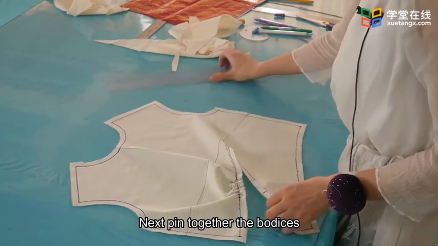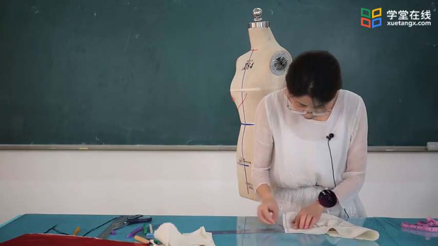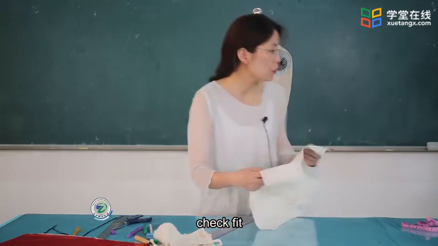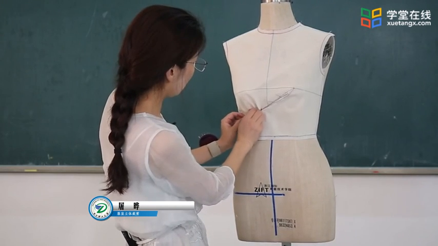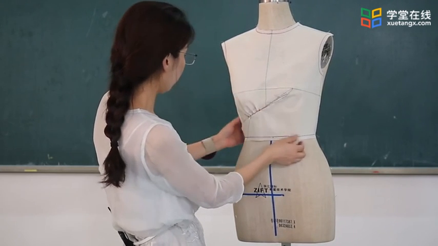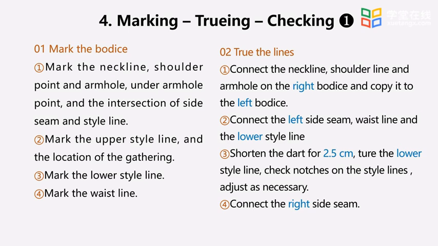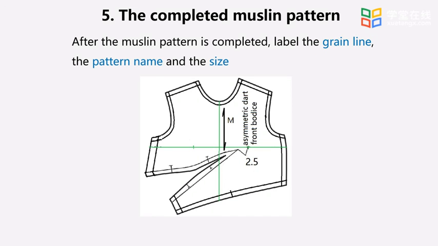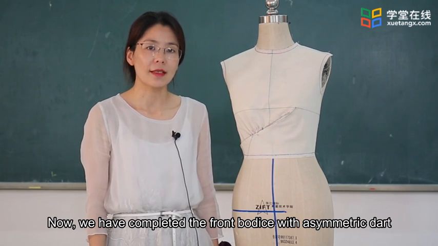Next, pin together the bodice. Pin the bodice back to the dress form. Check fit. Now, we have completed the front bodice with asymmetric darts.